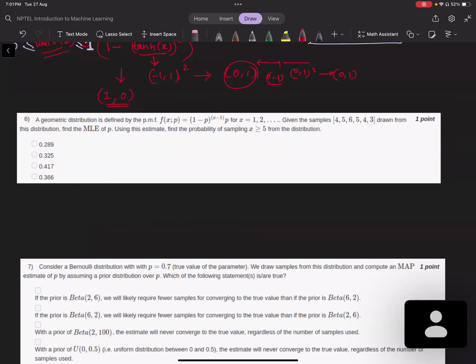Okay. So you have to first find the likelihood of the function. Then you have to find the log likelihood of the function. Then take the derivative of the RHS with respect to p and equate it to 0. Then you simplify it, and then you will substitute the value, and then you will find x greater than or equal to 5. This is a very long question.